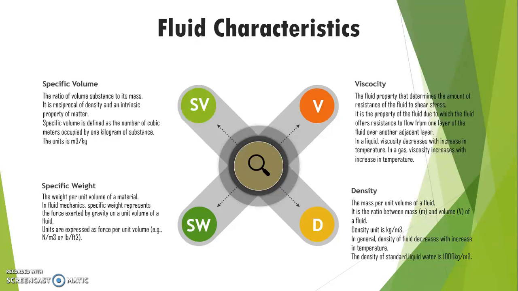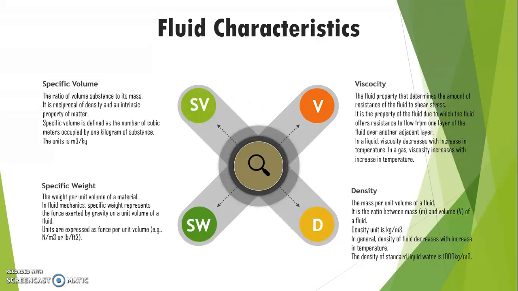Next is viscosity, the fluid property that determines the amount of resistance of the fluid to shear stress. It is the property due to which a liquid offers resistance to the flow of one layer of the fluid over another adjacent layer. In a liquid, viscosity decreases with an increase in temperature. In a gas, viscosity increases with an increase in temperature. The last one is density.